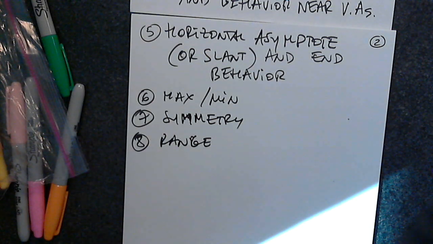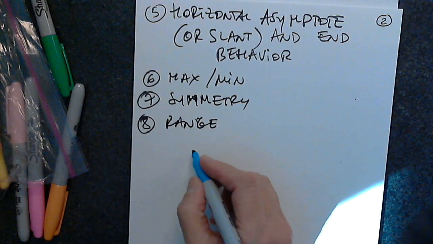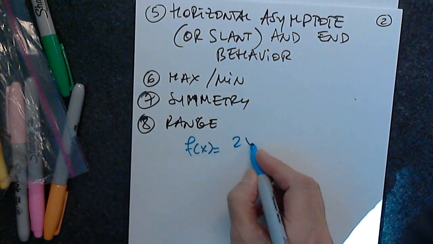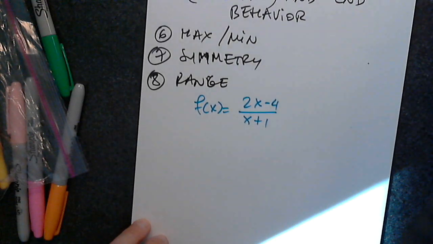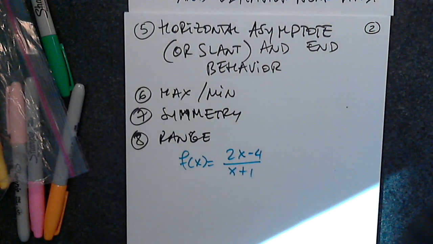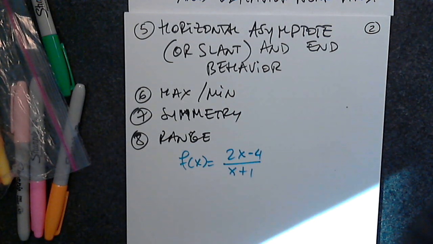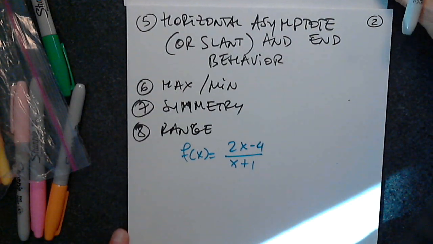Okay, so let's start with the first one. f of x equals 2x minus 4 divided by x plus 1. Like always, this is a new topic. It will seem like forever till I explain and we go through it, and the next one will take 3 minutes or less. But the first one seems like it takes forever.